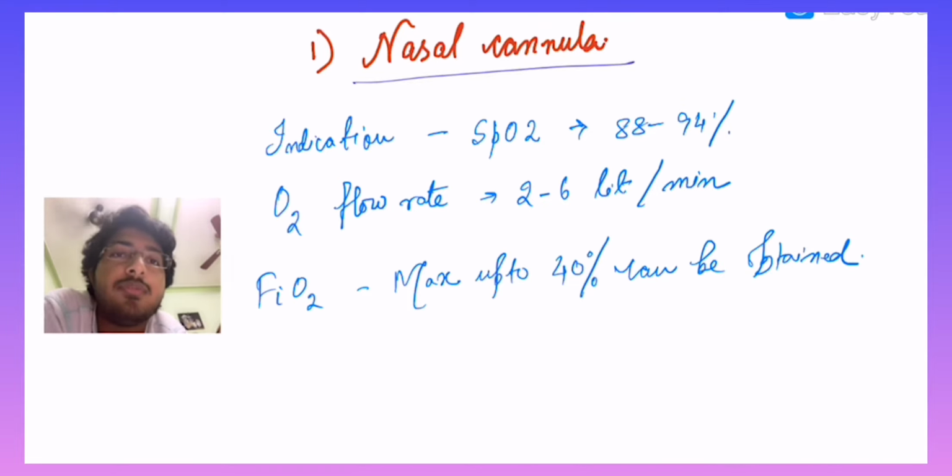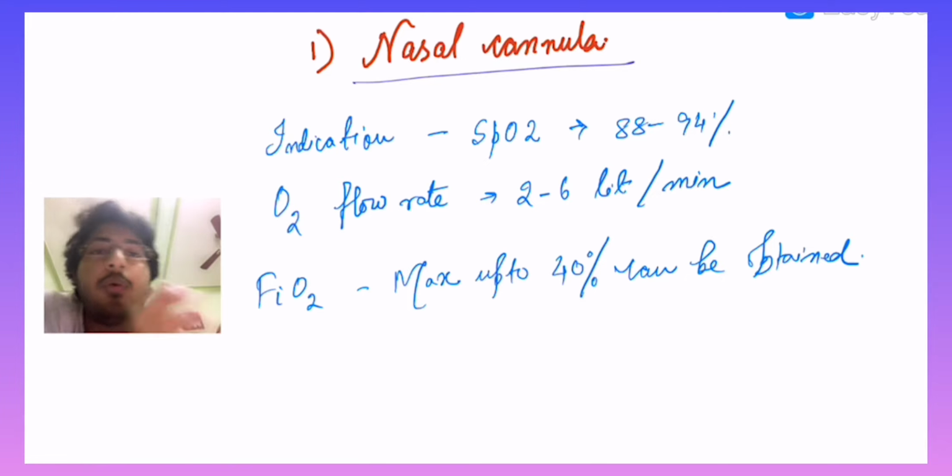So at first, if you check that the oxygen level falls between 88 to 94% in your oxygen meter or SpO2 meter, that is the pulse oximeter, that's the indication. In that case, we have to keep the oxygen flow rate between 2 to 6 liters per minute, and FiO2, that is the fractional oxygen that we inhale, can be increased up to 40%.